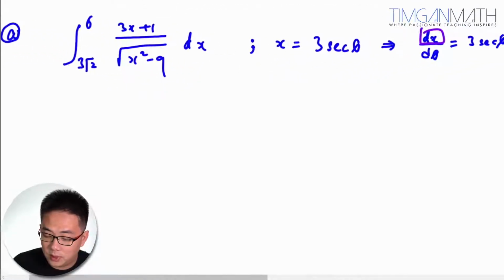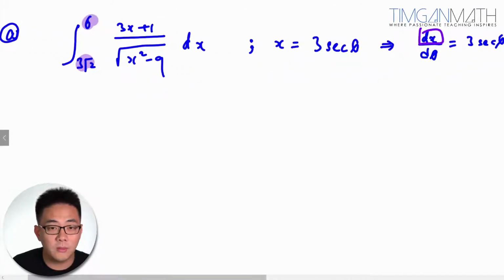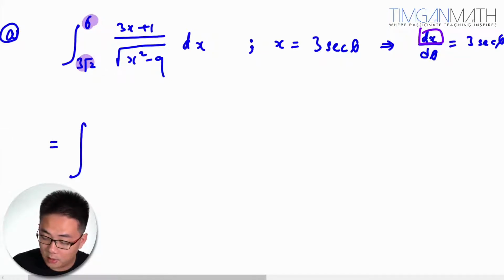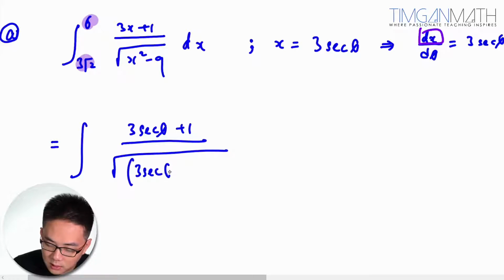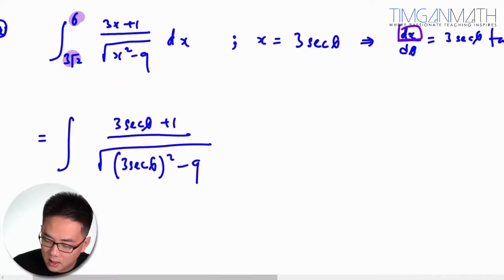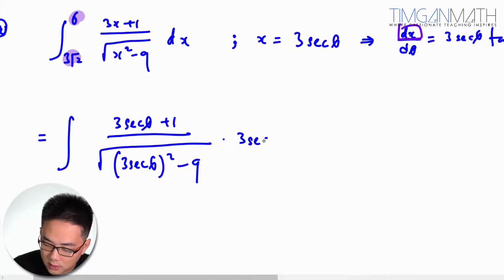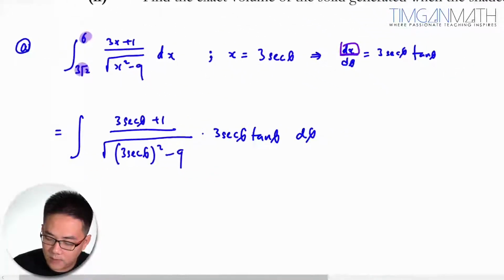And after which you need to also remember to change the boundary. The boundary is something which students usually tend to forget. So this is 3 secant theta plus 1 over 3 secant theta squared minus 9, times 3 secant theta tangent theta d theta.